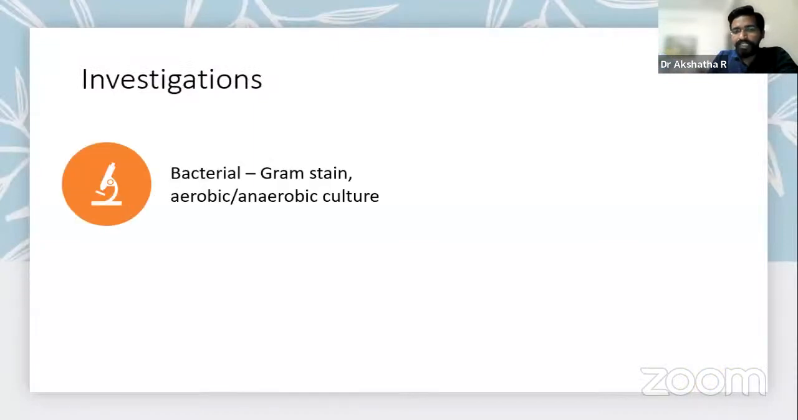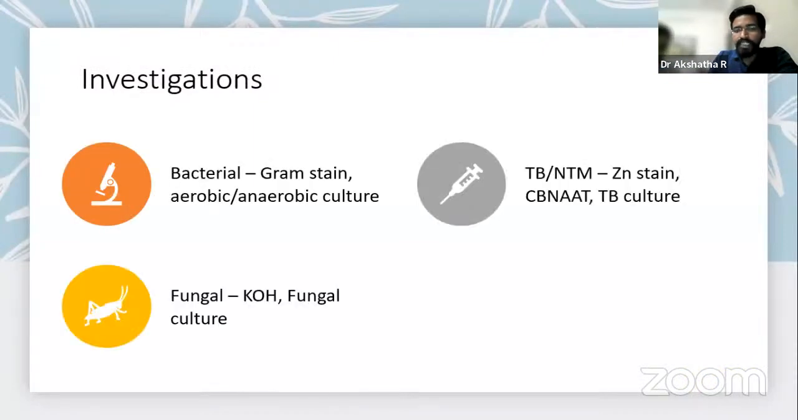Then what investigations will we send? As per guideline, we sent for bacterial, fungal and TB. For bacterial, we sent gram stain and aerobic and anaerobic culture. For TB, we sent Ziehl-Neelsen stain, CBNAAT and TB culture. For fungal, fungal culture, and we even sent histopathology.